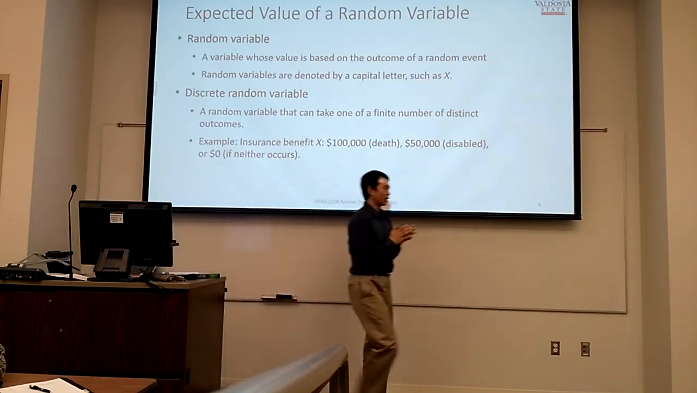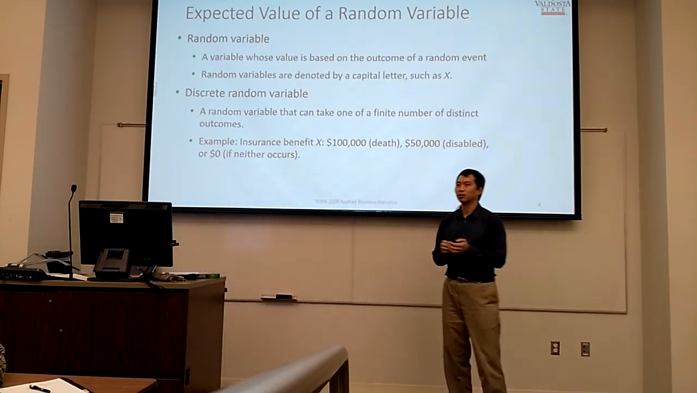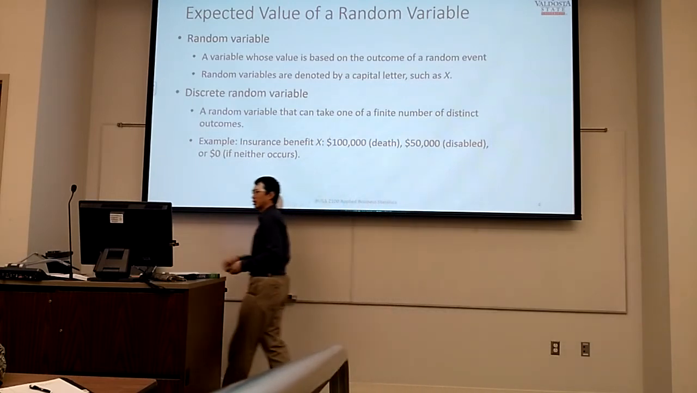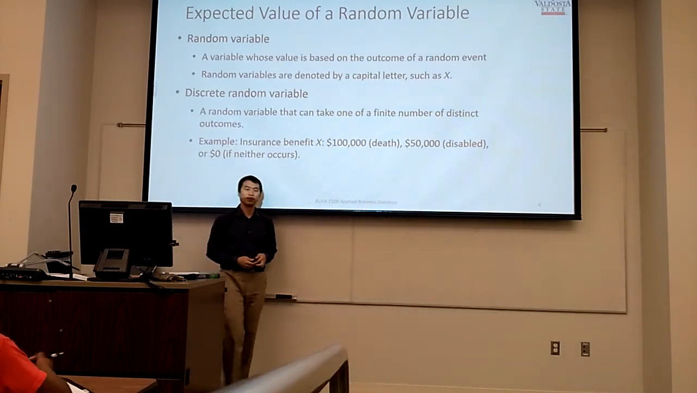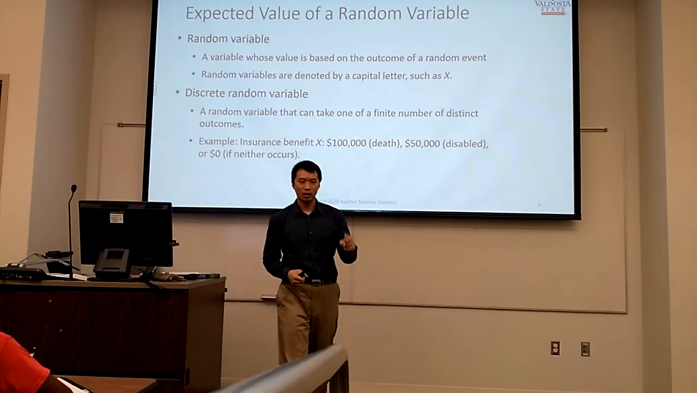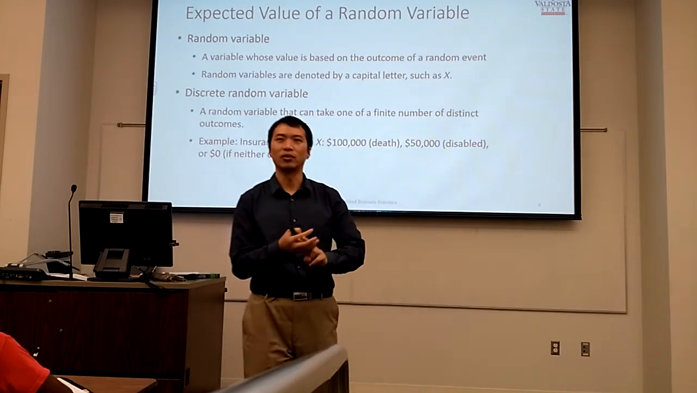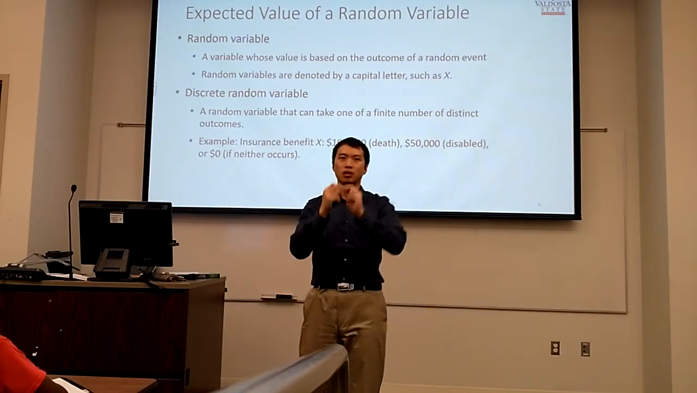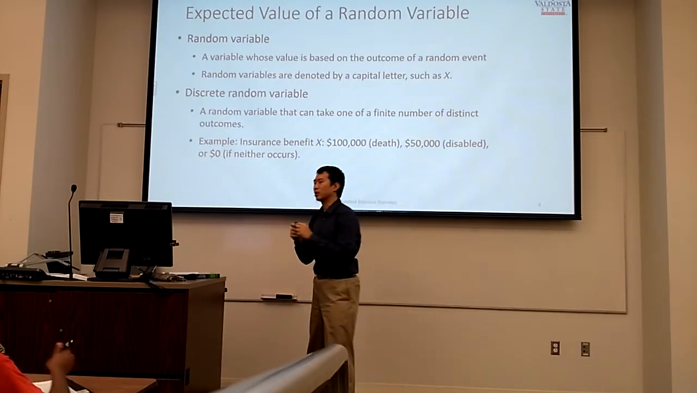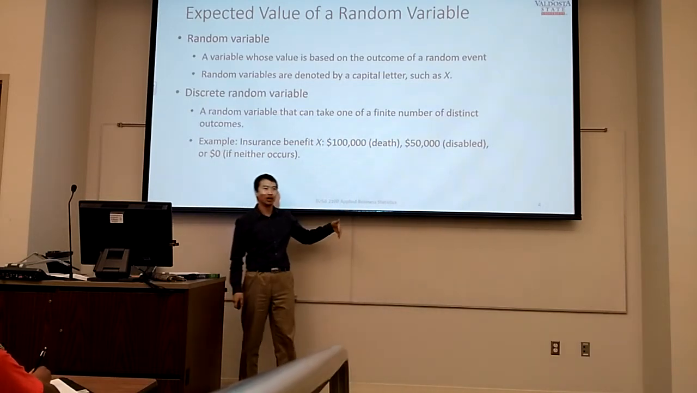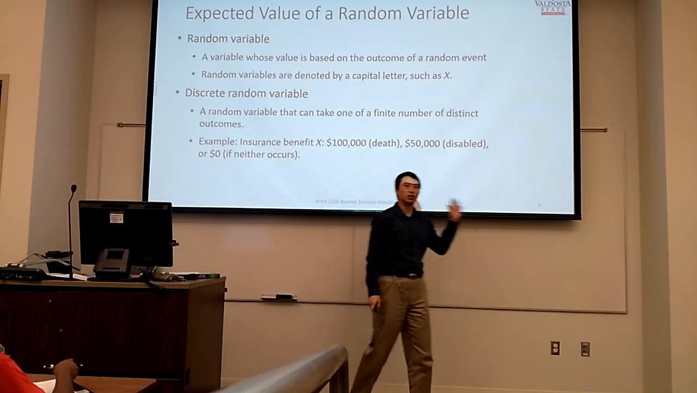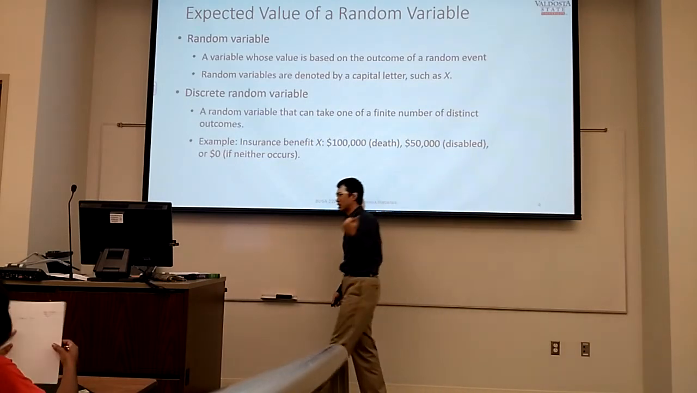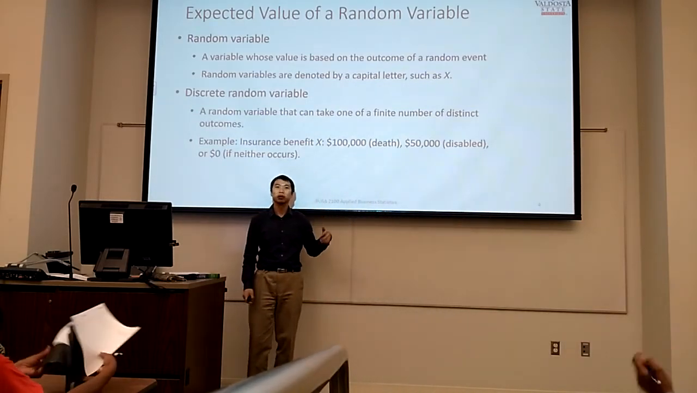Okay. So last week we started to talk about random variables and some of their properties. We discussed two types of random variables. One is the discrete random variable. The other is continuous. In this chapter, we will mainly focus on discrete random variables. In the next chapter, we will start to talk about continuous random variables.